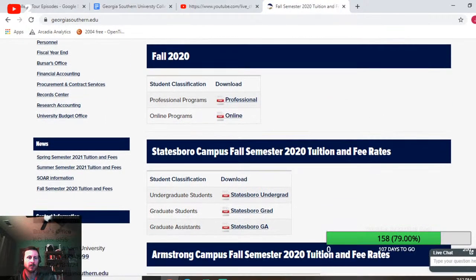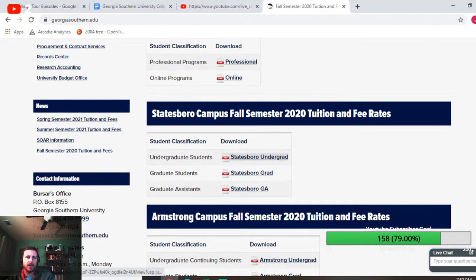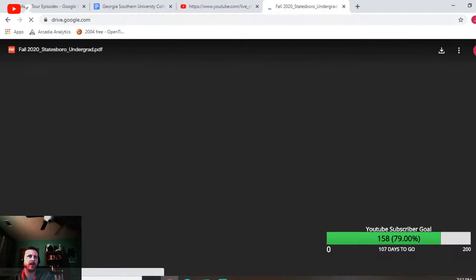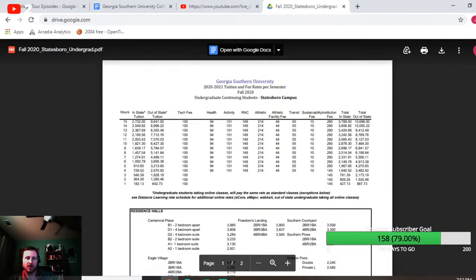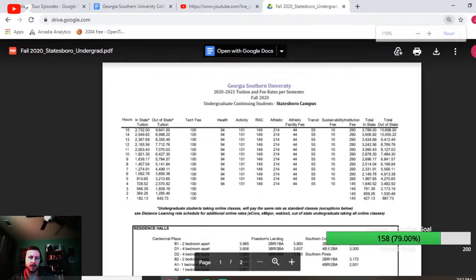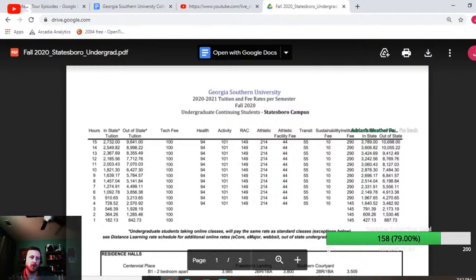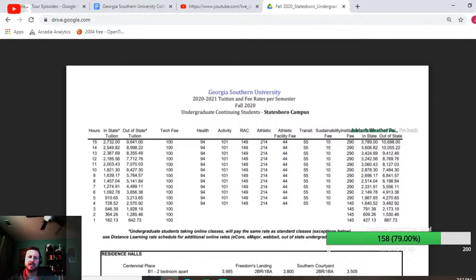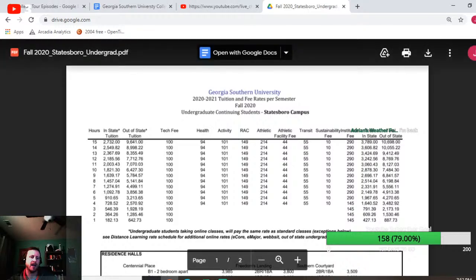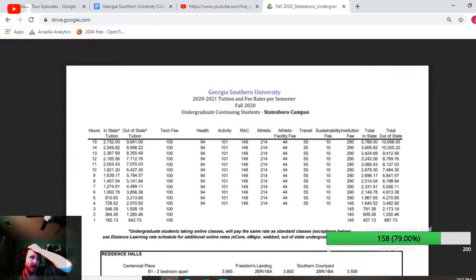Okay, so let's see. Undergraduate student fee and tuition rates. This is kind of an interesting thing. Okay, wow, this is actually much better. To be considered a full-time student, I think you need 9 hours, more than 9 hours or something like that. Anything more than 15 hours and you're kind of crazy, if I'm being honest. 15 hours, even in and of itself, is a lot.